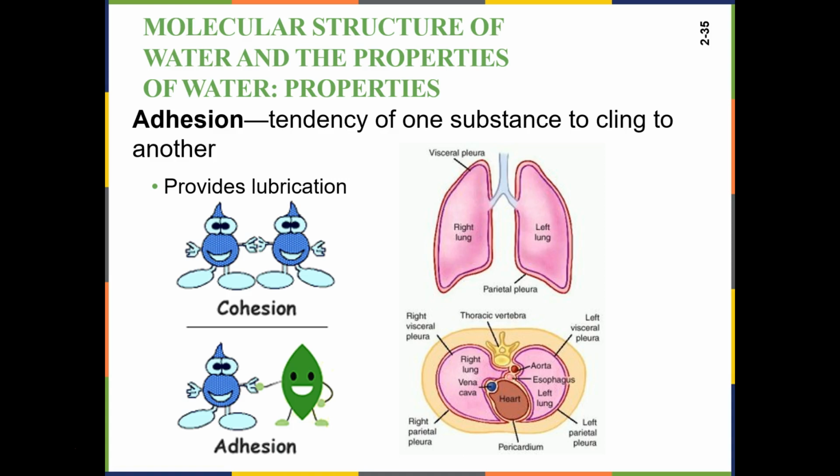It allows materials to cling together, but also be able to move past each other. So it's a lubricant. It produces a lubrication between those two layers, the visceral and parietal layers, because water is clinging to each of the walls and allowing the layers to move past each other.